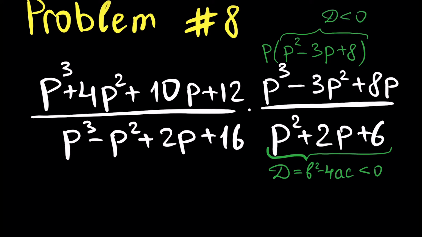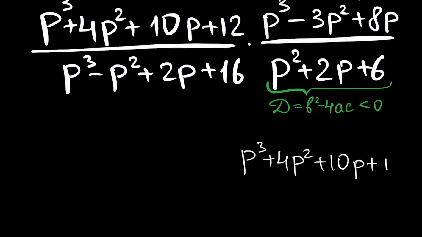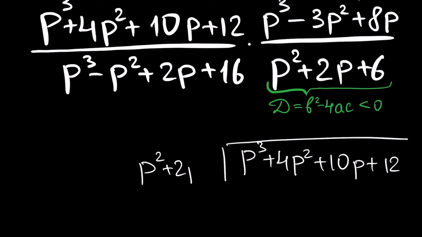That's why it is very likely that this polynomial divides this polynomial. So let's perform division, and let's divide this polynomial by this polynomial and find a quotient. We will perform a long division, so let's divide p cubed plus 4p squared plus 10p plus 12 by the polynomial p squared plus 2p plus 6.